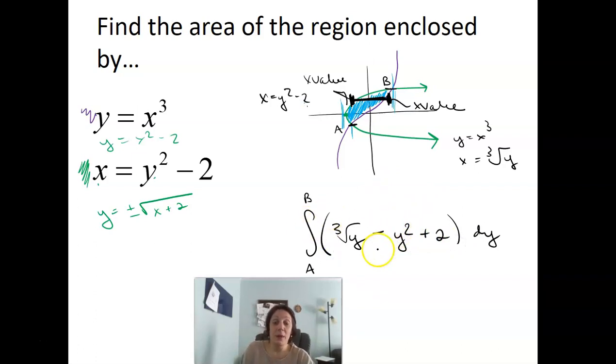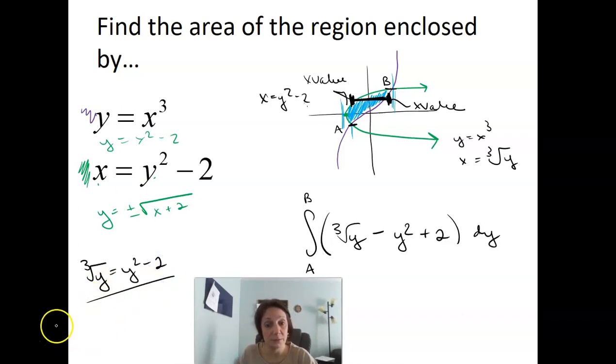Now to get intersection points here, we need to set these two equal to each other, right? So I need to take the cube root of y and set it equal to y squared minus 2. Now this is something you're going to have to do on your calculator. You're not going to just find those. So they would either give you those points generically and just call them A and B, or it would be a calculator problem where you would use it to find your intersection points.